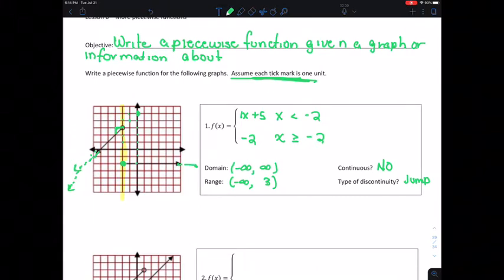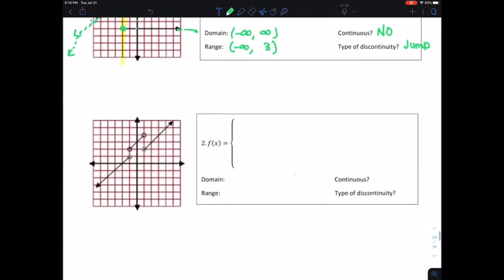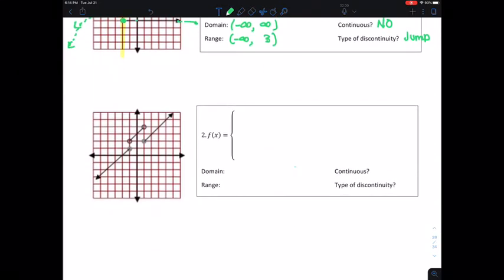And that's what we got. Okay? All right, let's do problem number 2. Let's start again with the domain. So once again, we see that this has an arrow and it's going on and on forever. So it goes from negative infinity. It has an arrow on this side, so it also goes to positive infinity.